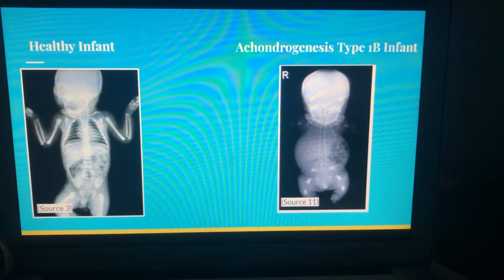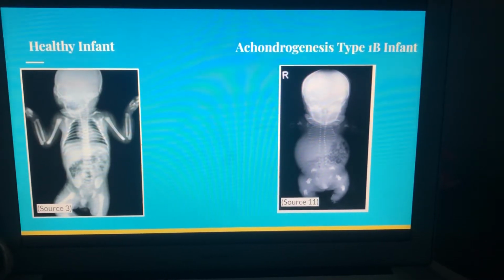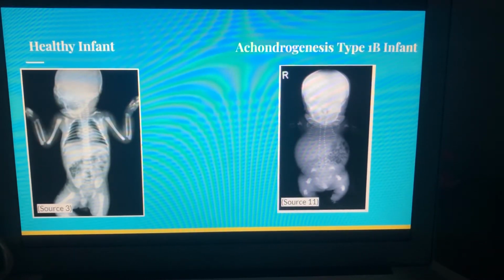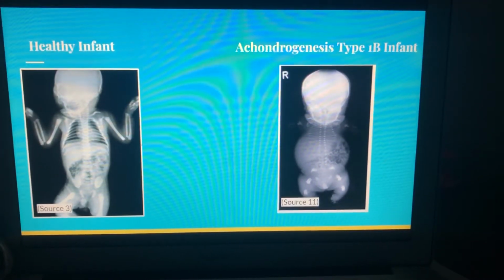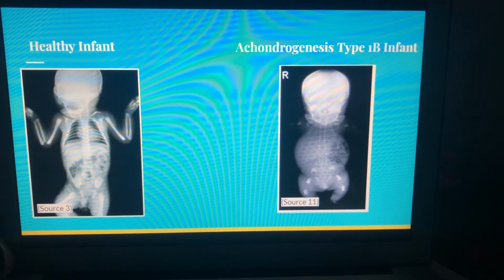So again, here's a picture of a healthy infant on the left, and then on the right, here's a picture of an infant with type 1B achondrogenesis, and then there you compare and see the very prominent rounded abdomen.